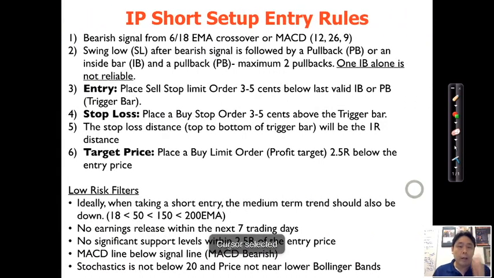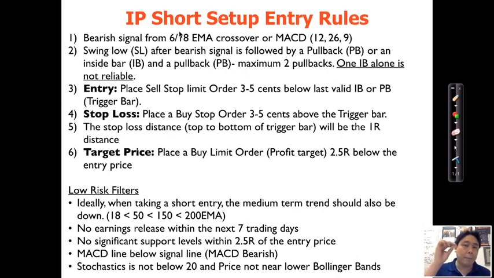Okay, great. So let's look at the short setup entry rules. Now, it's the opposite. So when we're looking for short setups, we want a bearish signal from the 6 and 18 EMA. So the 6 EMA crossing below the 18 EMA, or the MACD crossing bearish, right? The black MACD line crossing below the signal line. So either one of those constitutes a bearish signal.